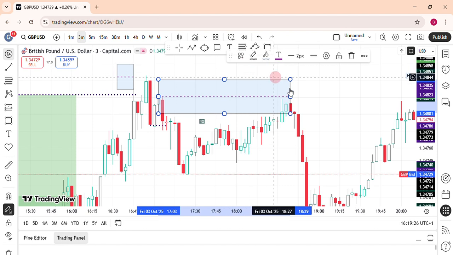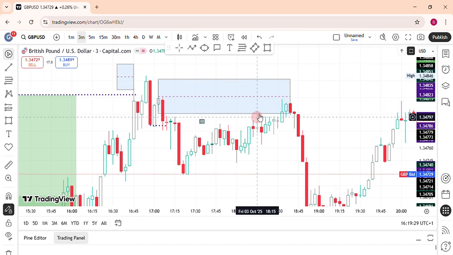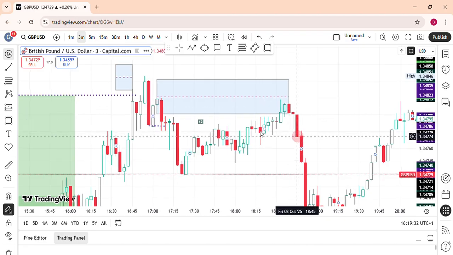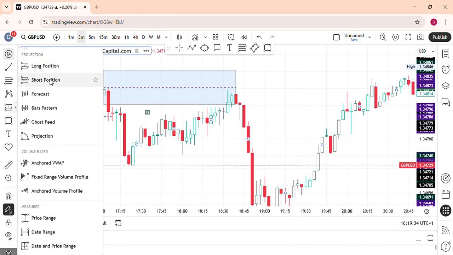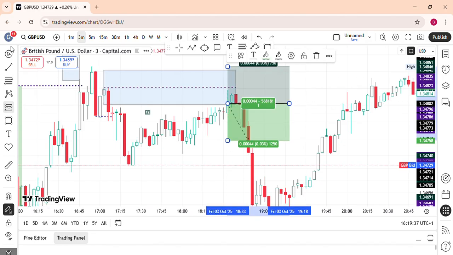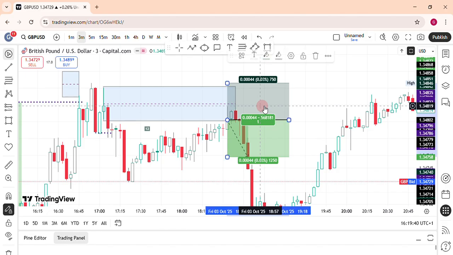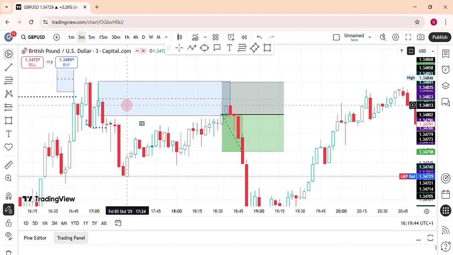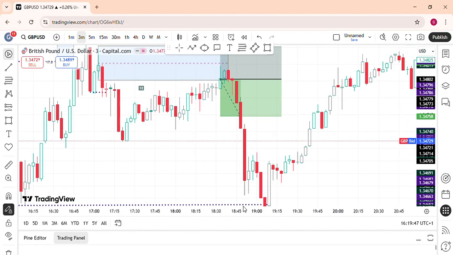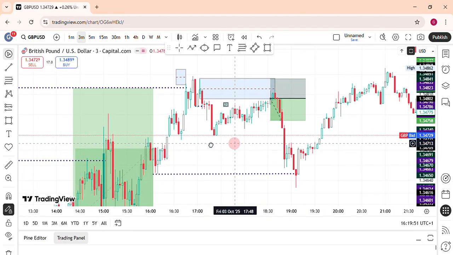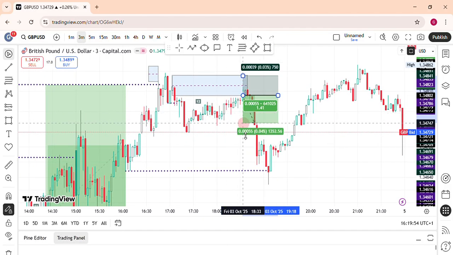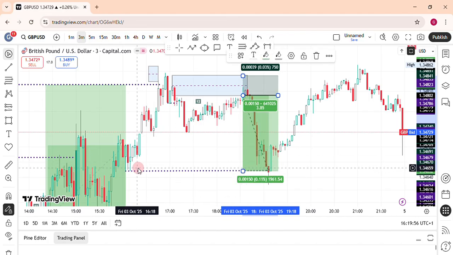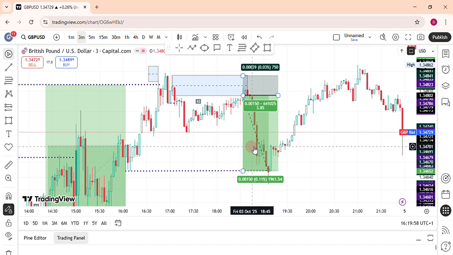So this fair value gap is where we actually take our entry for a short position. We have it here like so. Our stop loss is right above this previous high that created for us that fair value gap. The next thing is our take profit, and our take profit would be at this previous low here, giving us a 3.85 risk to reward ratio, and that was the last trade for the week.